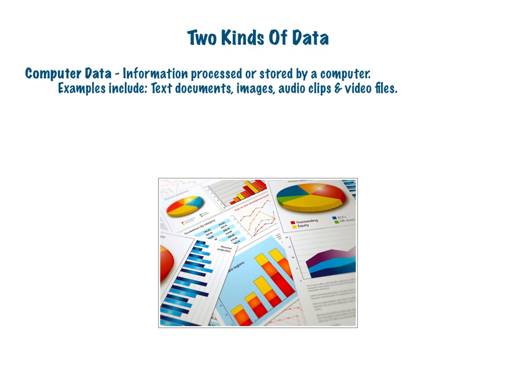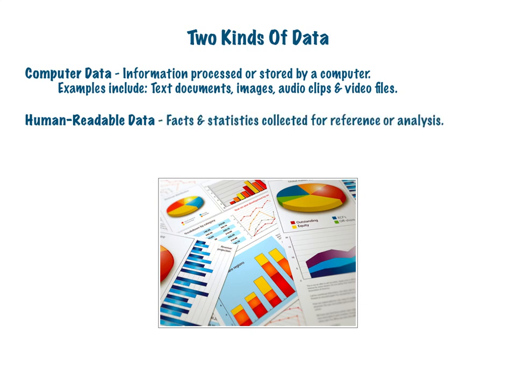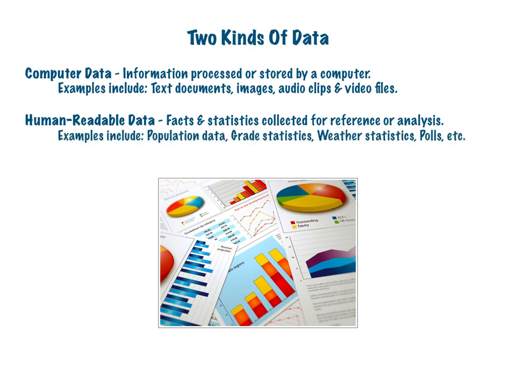The other kind of data, which is the data we're going to begin discussing today, is human readable data. It's the kind of data that humans look at. And this is defined as facts and statistics that are collected for reference or analysis. Examples of this include population data, grade statistics, weather statistics, polls, surveys, etc.